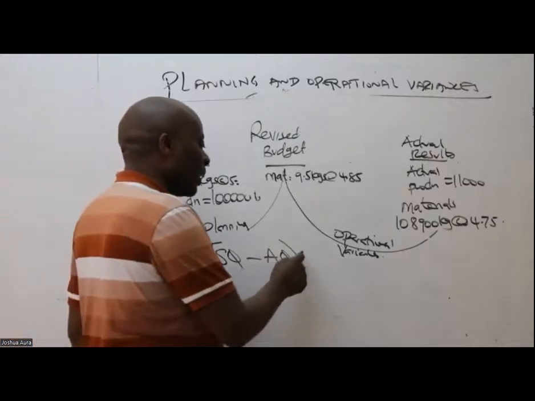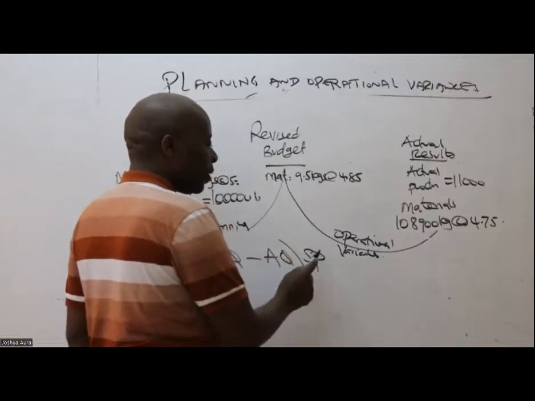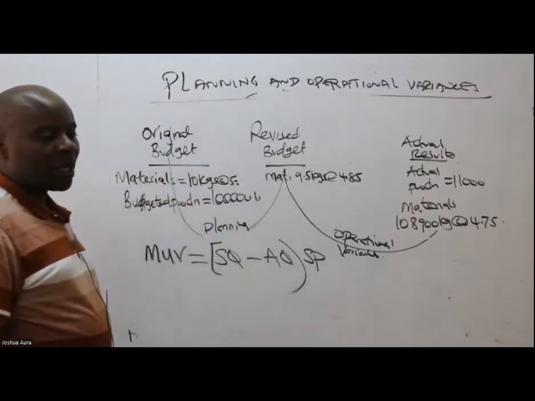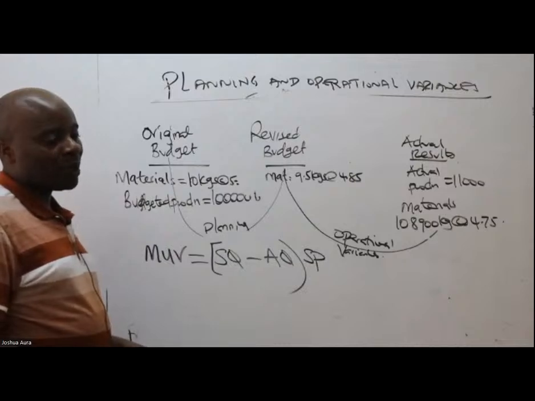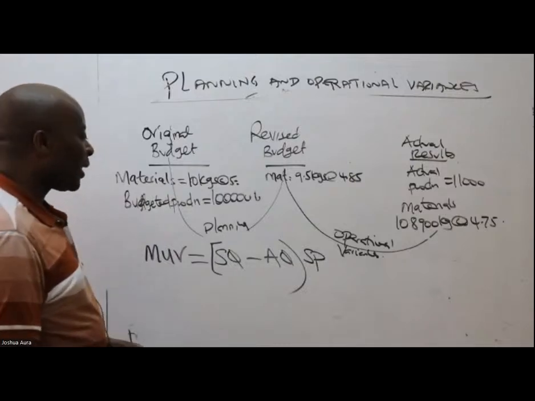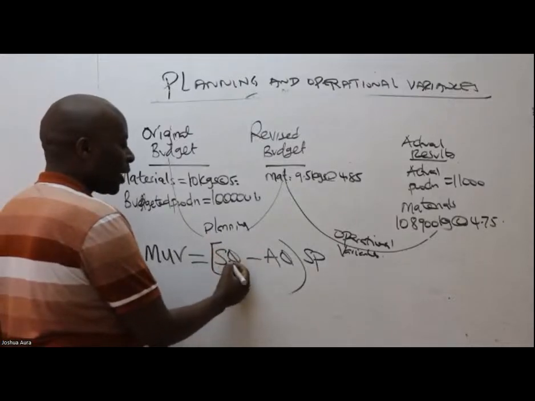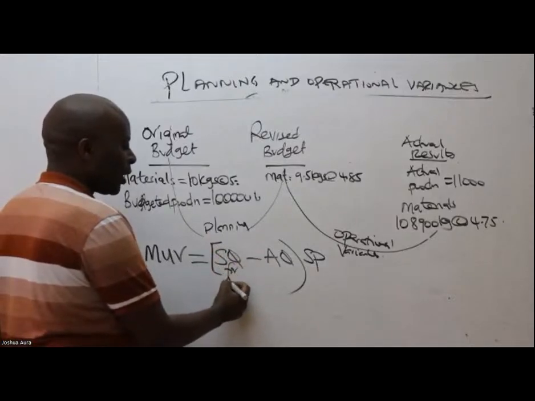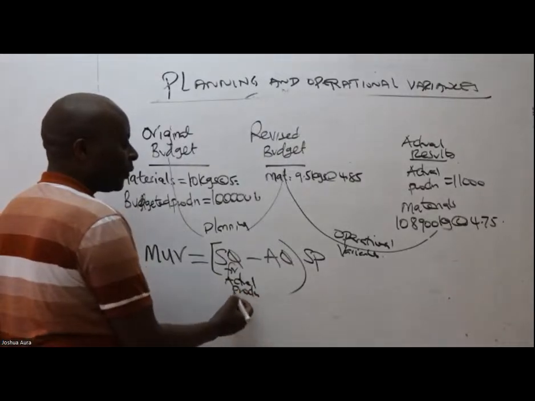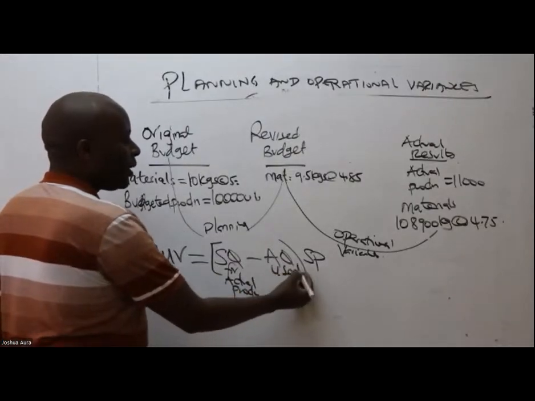And then outside here, we must monetize. Outside here, we'll come and talk of standard price. So please write these things in full. This is the standard quantity of materials for actual production. This is the actual quantity of materials used.